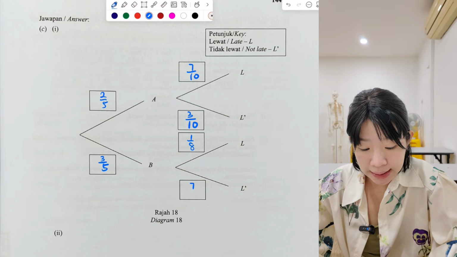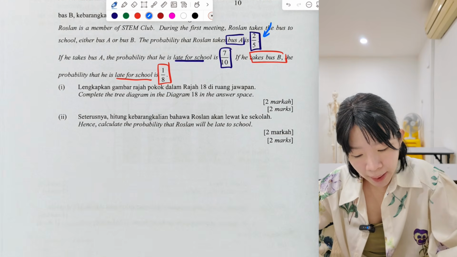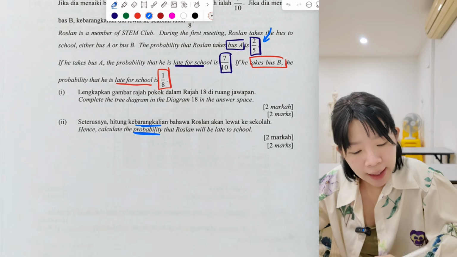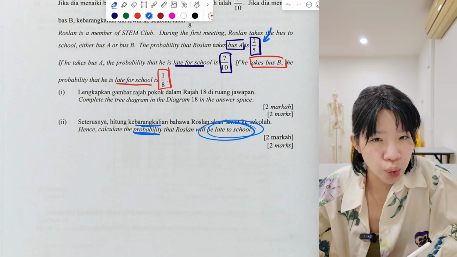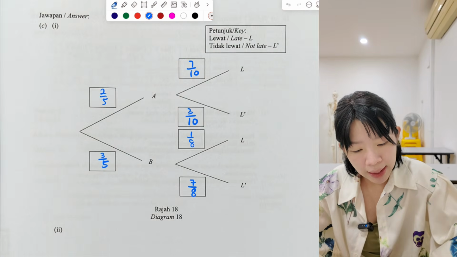The remaining will be 7 over 8. Understand? Okay, that's it. Now part 2. Calculate the probability (kebarangkalian) that Rosa will be late to school. Taking bus A or bus B, there is a chance to be late for school. So we want late for school.